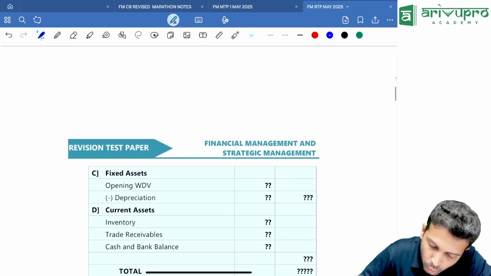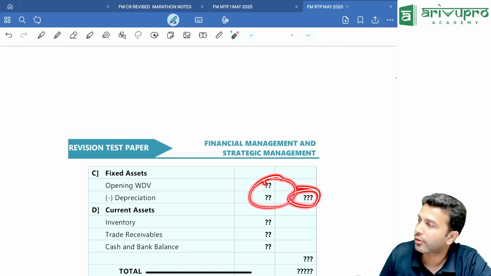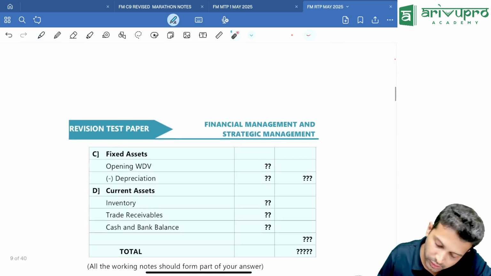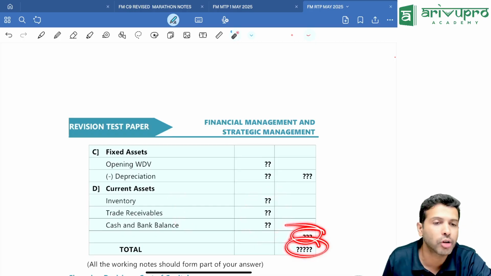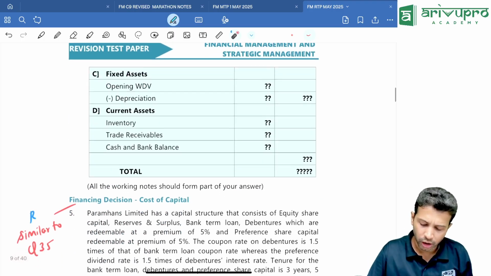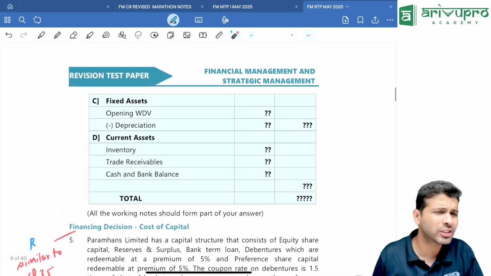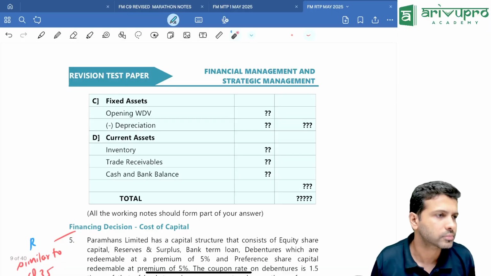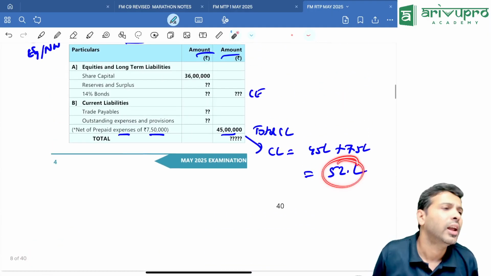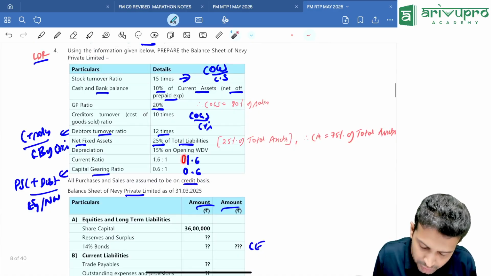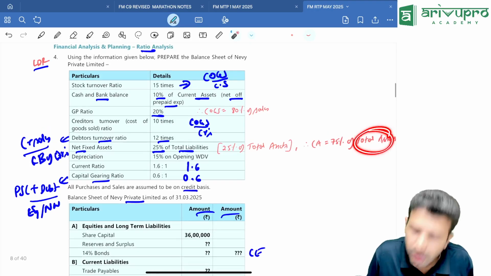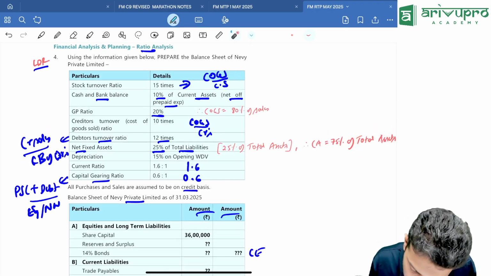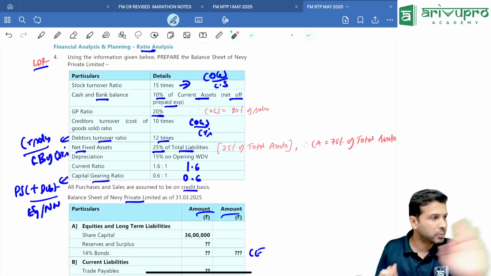Alright, next, what did they give? Fixed assets' opening balance and depreciation we need to find out. Closing balance also you need to find out. Current assets also. Current assets has these three components. All are missing. Total is also missing. All working notes should form part of your answer. We got the track. They have given you current liability. Using current liability, we will use the current ratio and find current assets. Using current assets, we will find total assets. Using total assets, we will find fixed assets. At least that much we can do.